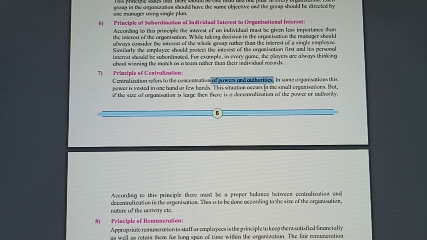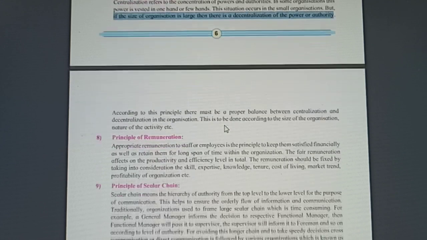The situation occurs in a small organization, but if the size of the organization is large, then decentralization of power and authority is required. If there is a large organization, you can appoint many managers for every department, and every department can have an executive. Under the executive, there can be many subordinates. So you can manage that way, centralization and decentralization.